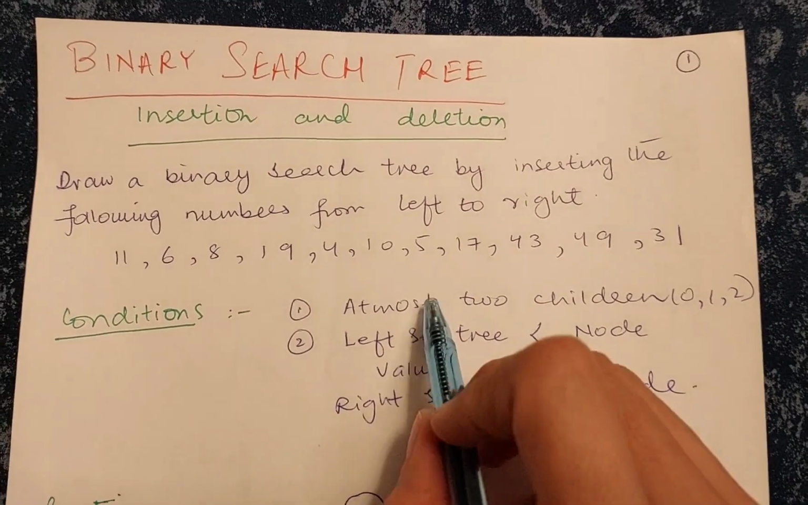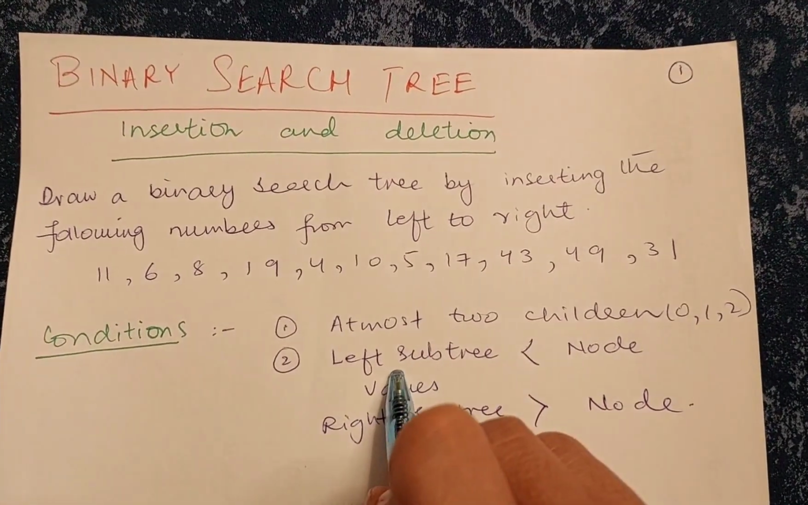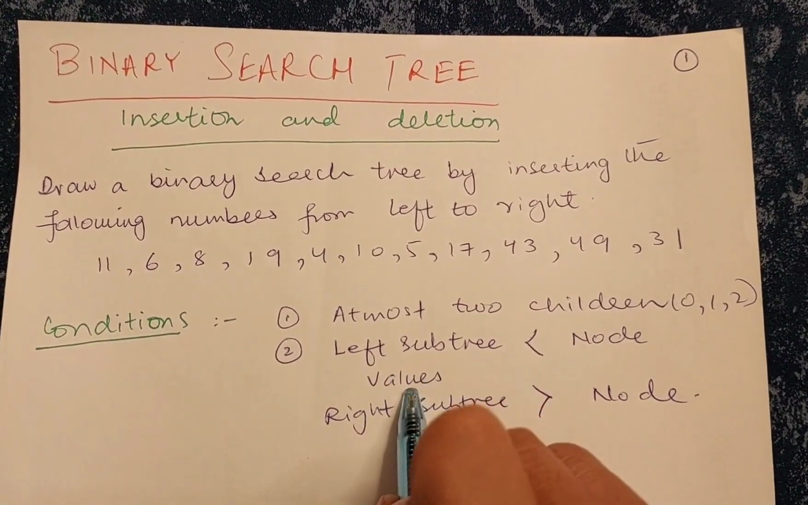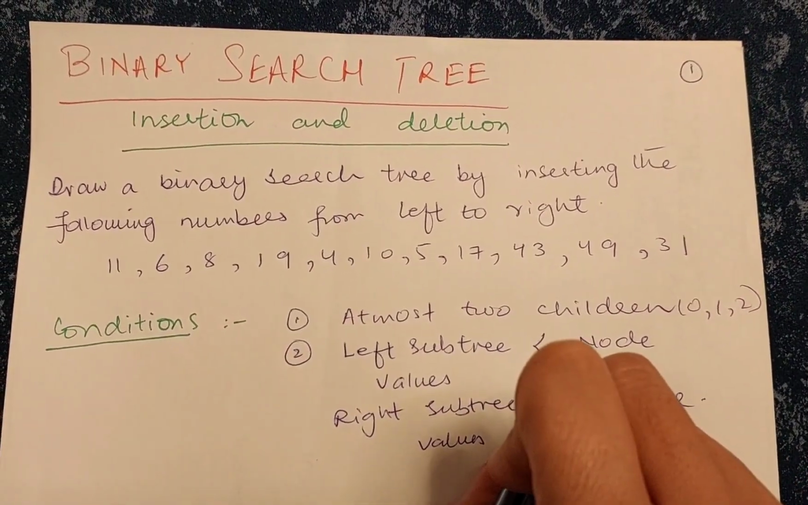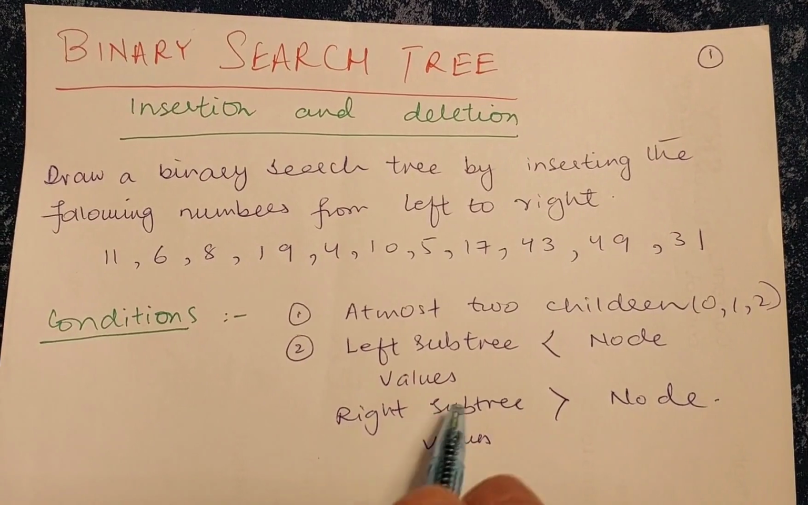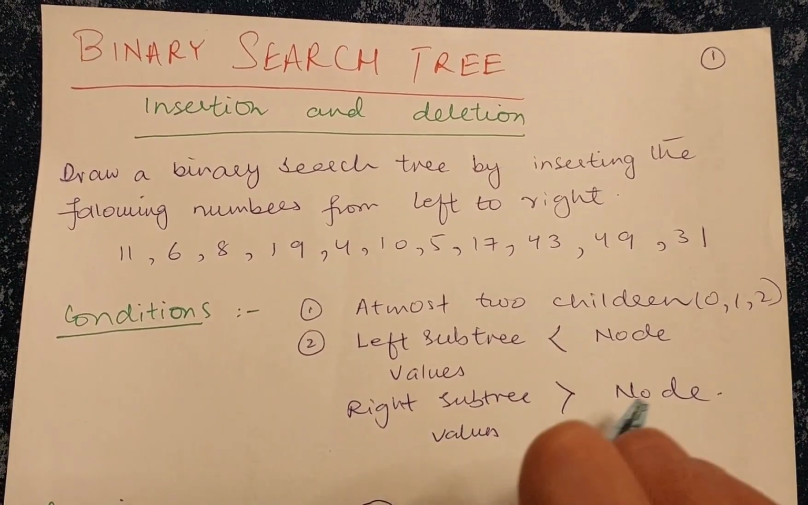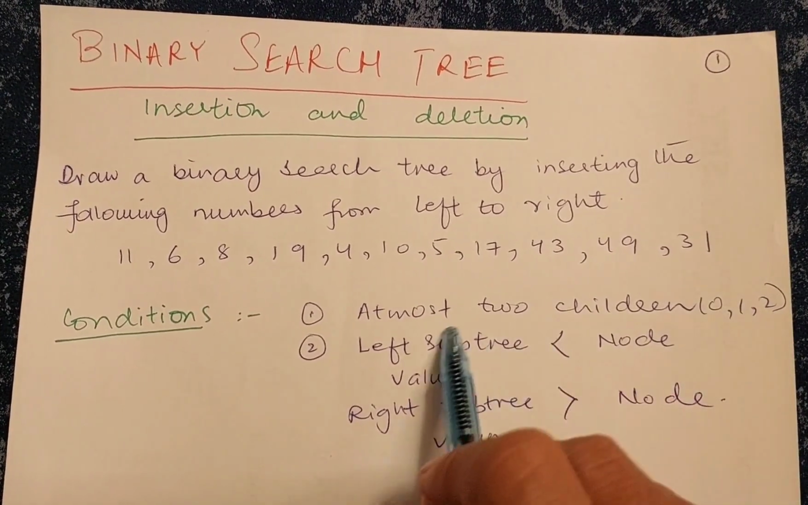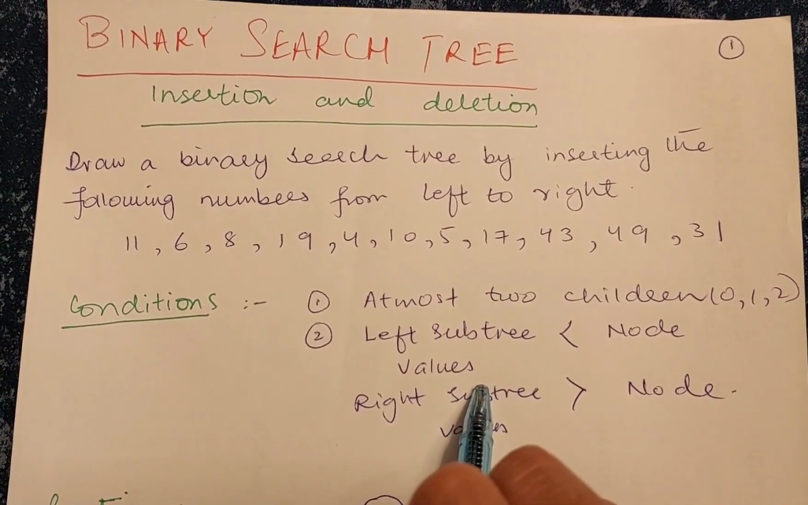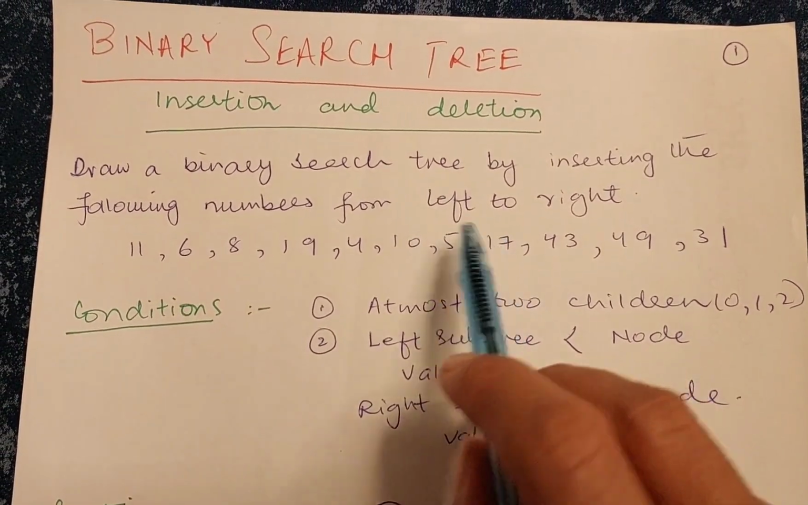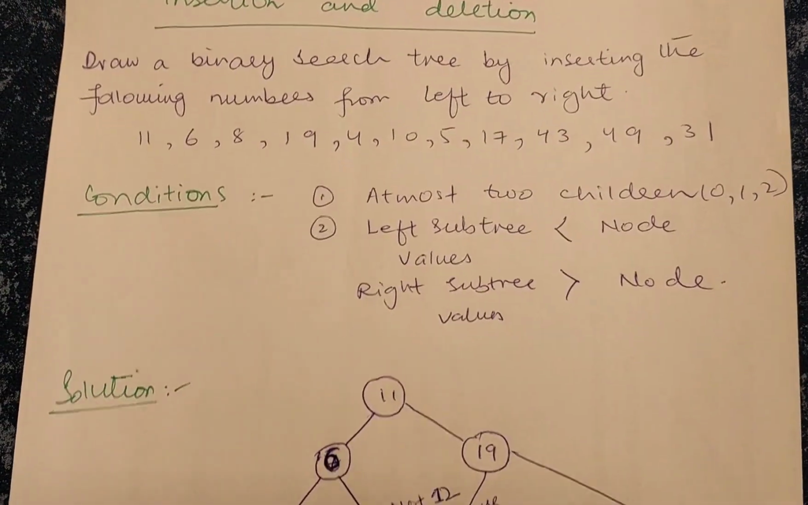And the second condition is that in a binary tree, the left subtree value is always less than the node that you are considering. Similarly, the right subtree value is always larger than the node that you are considering. I will put more light onto this second condition when I solve this example. Okay, so now let's start the solution.